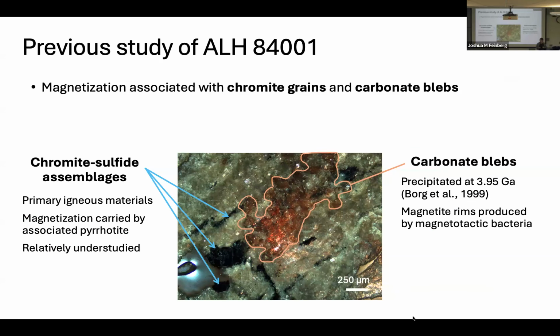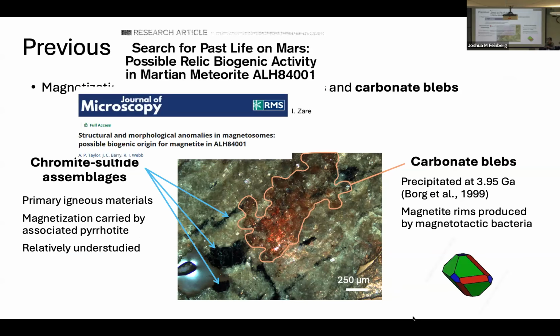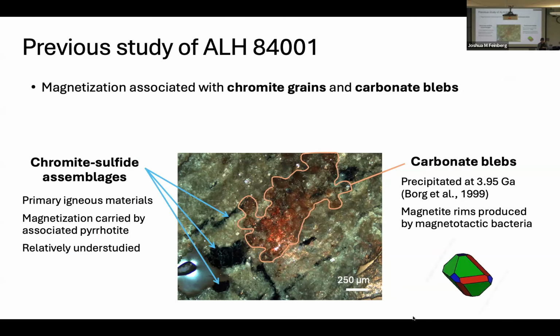So it has been extensively studied, just to summarize the main takeaways. First of all, there are two major magnetic populations in ALH 84001. There are these primary chromite pyrrhotite assemblages, which could in theory carry magnetization as old as the meteorite, but are also historically understudied because they tend to be very close to other things and hard to magnetically distinguish. And then there are the very famous carbonate blebs, which were allegedly produced by magnetotactic bacteria. It was a whole panspermia thing some years ago, but probably they're actually produced by siderite decomposition. And please nobody tell Joe Kirschvink that I said that.